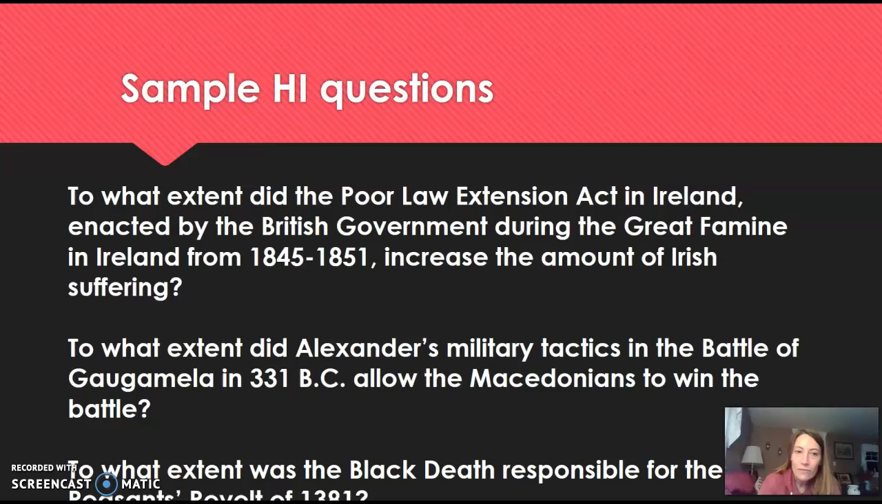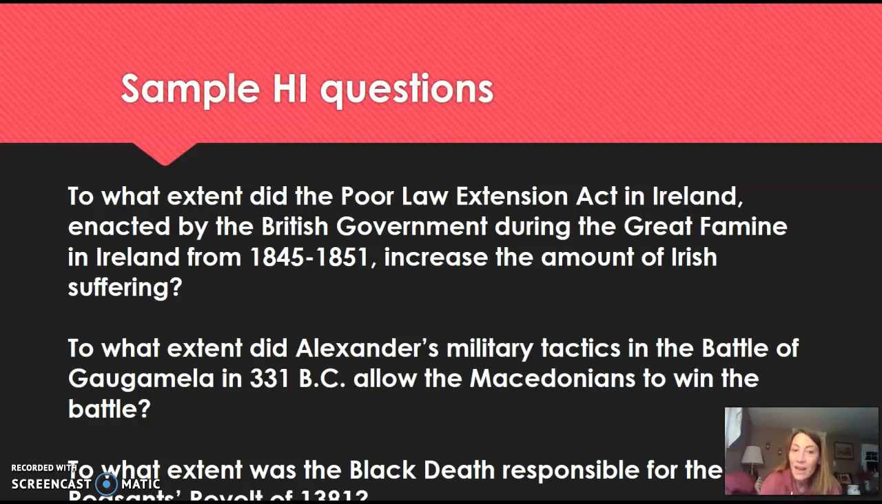So one question we have here is a sample. To what extent did the Poor Law Extension Act in Ireland, enacted by the British government during the Great Famine in Ireland from 1845 to 1851, increase the amount of Irish suffering? This is a debatable question. It's about a particular law, the Poor Law Extension Act, a law that was passed in Ireland, actually passed by the British government on Ireland. And it has to do with the ways people can be affected by British rule during a time of great famine.